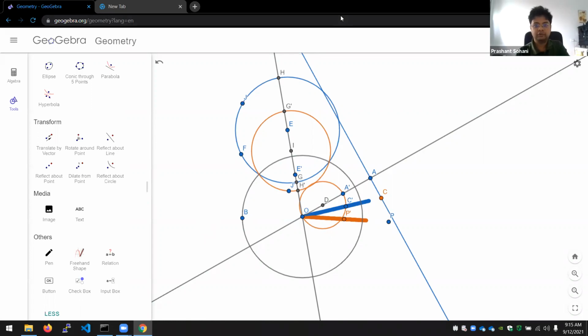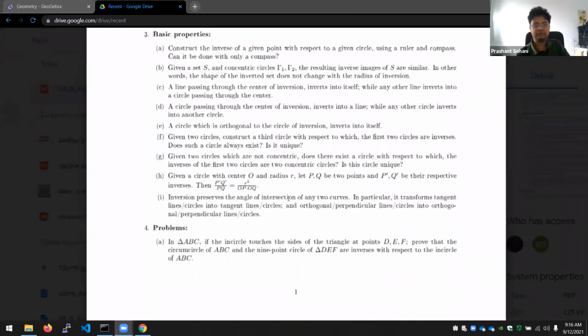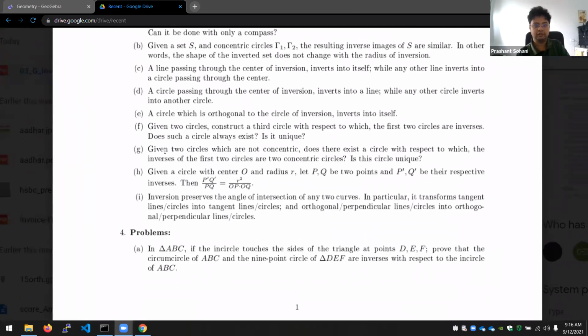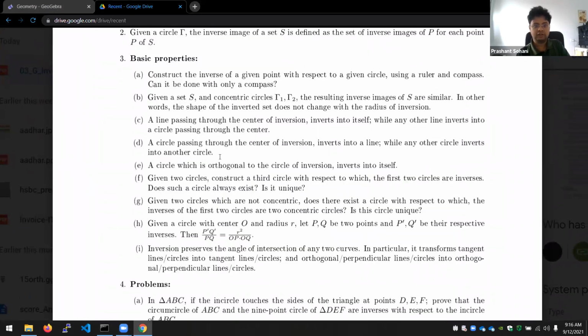Going back to our worksheet. Last time we had reached this point: a circle passing through the center of inversion inverts into a line, and we are considering another general circle. So we just have to complete that too.